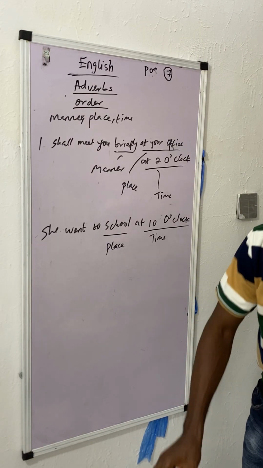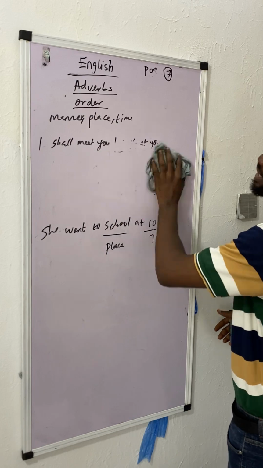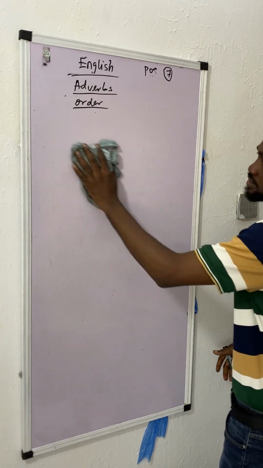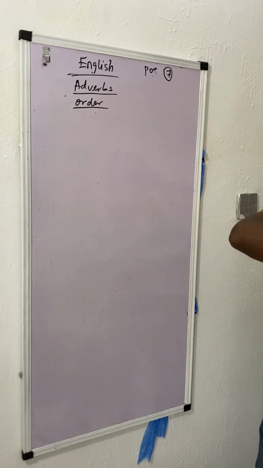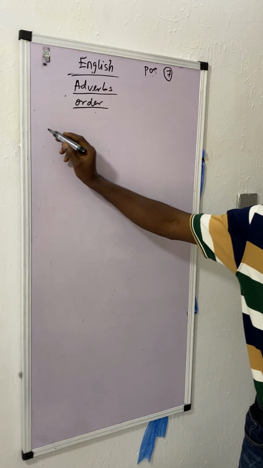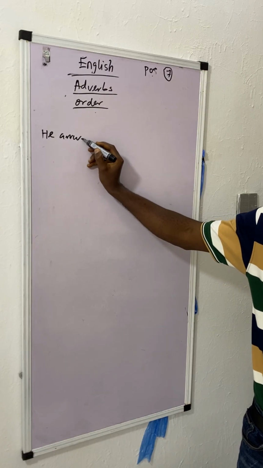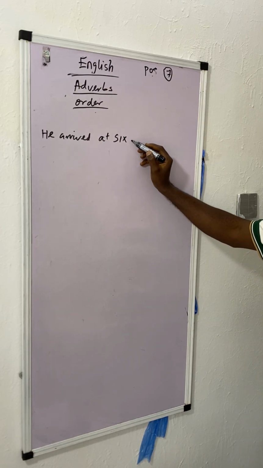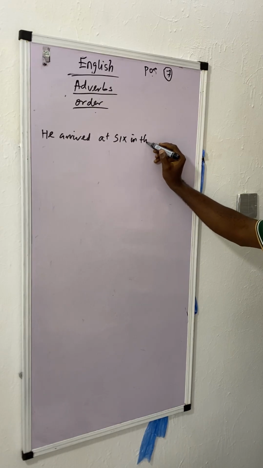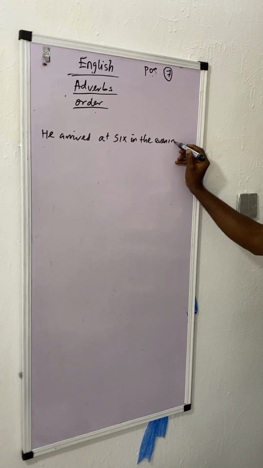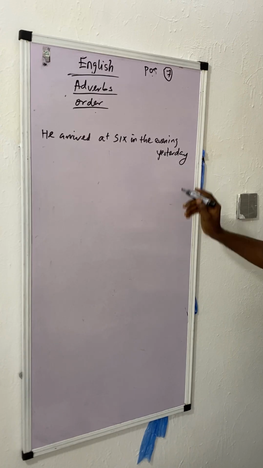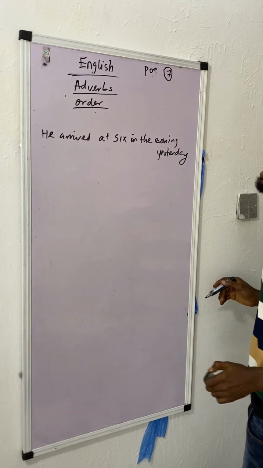There's a rule we follow. The smaller comes before the larger one when time appears in what is called a cluster. When you have more than one unit of time in the sentence, you will start from the smaller time to the bigger time. That's big, bigger, biggest in essence. For example, he arrived at 6 in the evening yesterday.